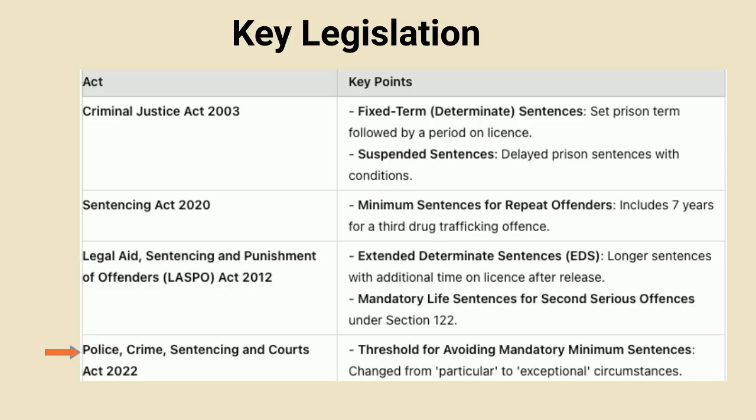Police, Crime, Sentencing and Courts Act 2022. This act amended the threshold for avoiding mandatory minimum sentences, requiring exceptional rather than particular circumstances for judges to deviate from these minimums.